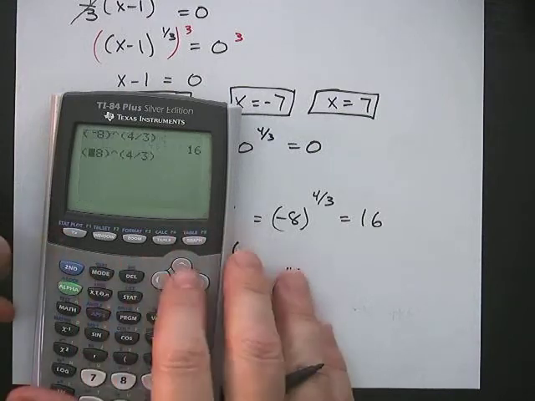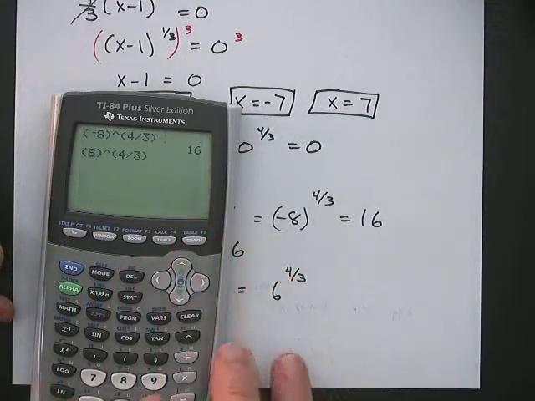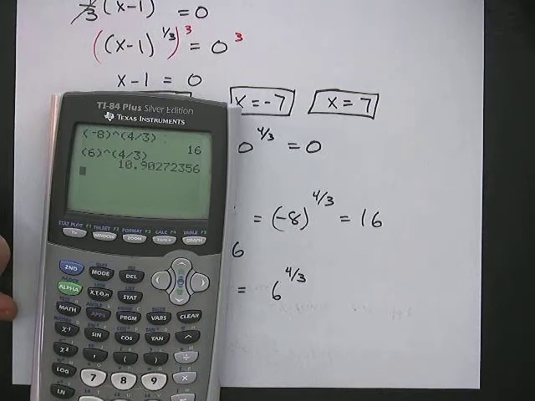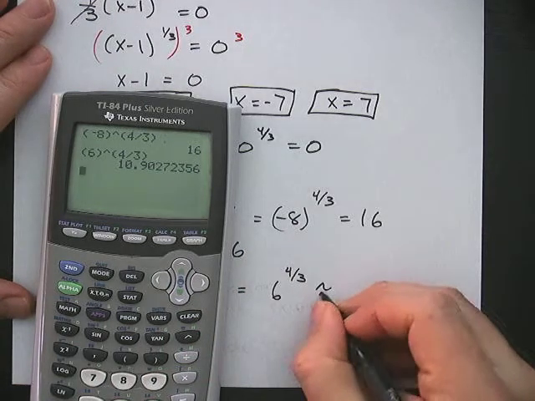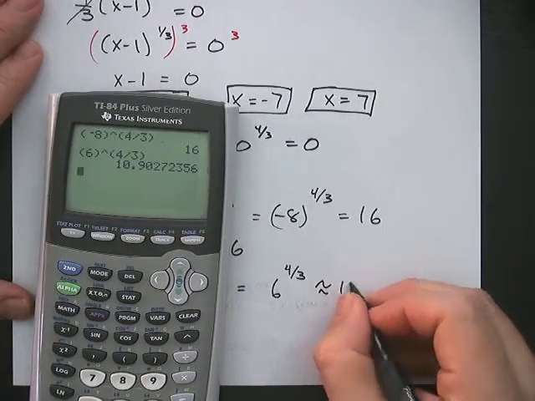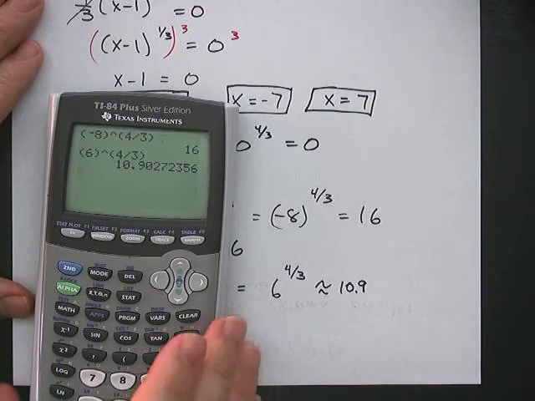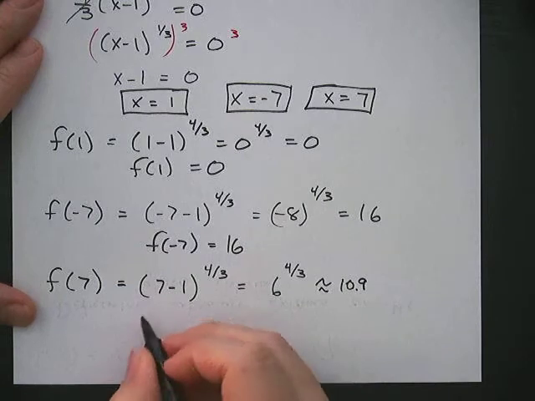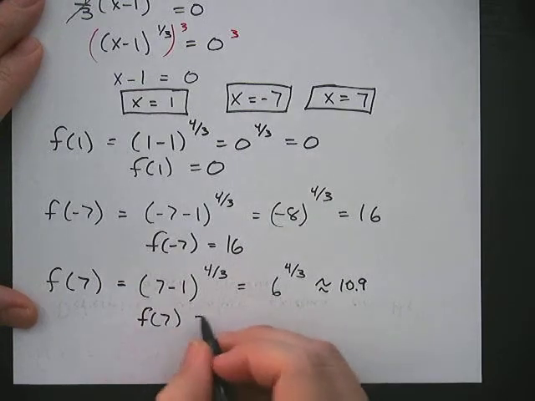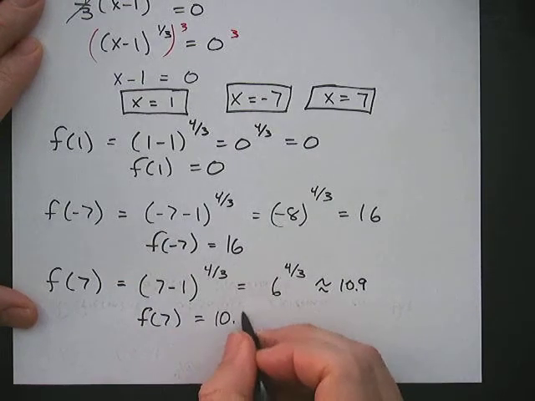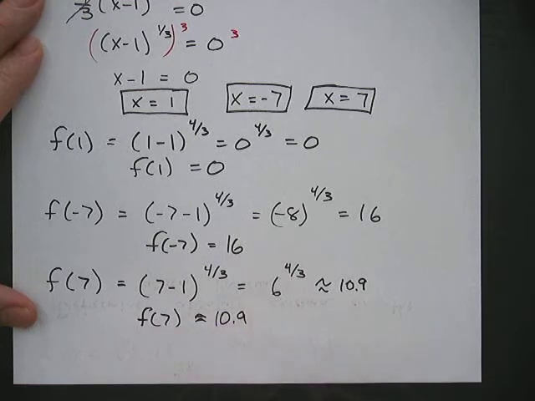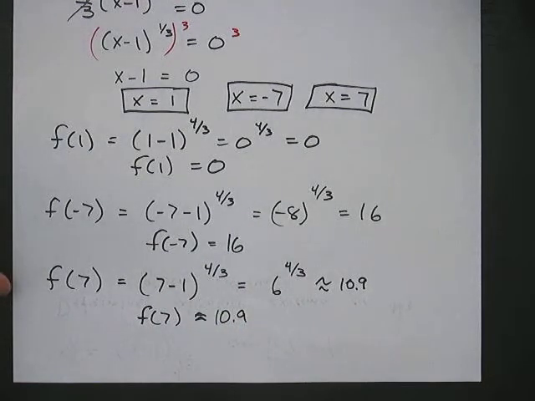Whoops. Delete and type in a 6. There we go. 6 to the 4/3 power gives us approximately, keep in mind that's approximate, 10.9. We'll leave it as 10.9. That's good enough for our purposes. So f of 7 is equal to about 10.9. Okay, so we have the three values.